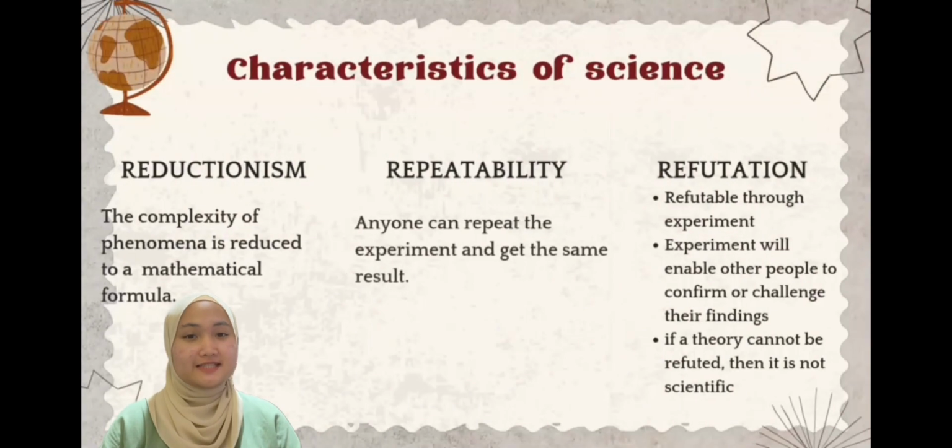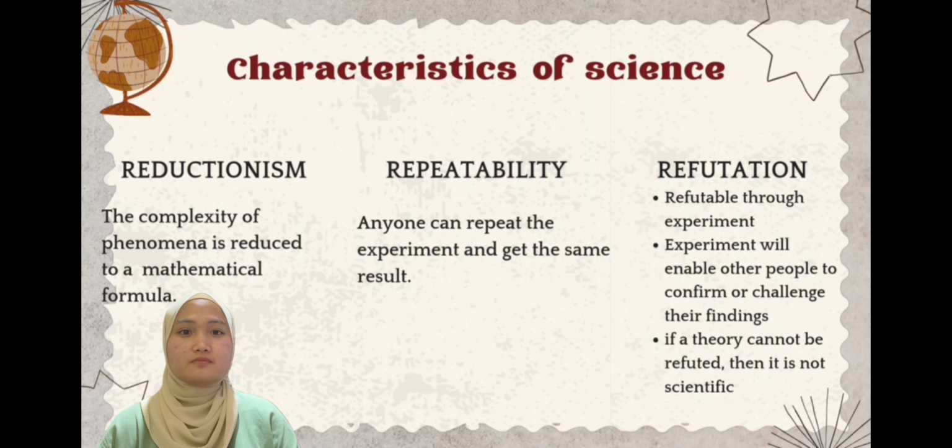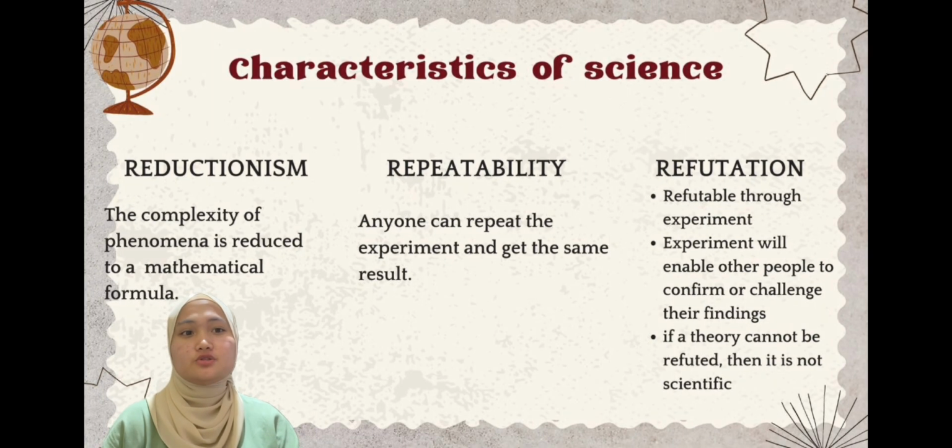Characteristics of science. First, reductionism. The simplicity of phenomena is reduced to a mathematical formula. Reductionism explains a phenomenon X by using theory Y, which is considered higher status. The development of Newton's science has encouraged scientists to explain phenomena in the fields of chemistry and biology by using the theory of physics, because the field of physics has had previous successes and can explain many mysteries in science.